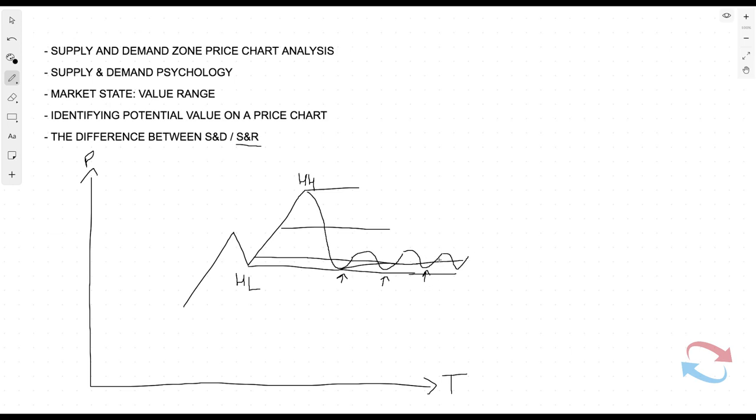So I hope this has helped you understand supply and demand a bit more. When you're looking at a price chart, just try to apply certain principles. Try to look at where potential value is. And even if you get a higher high, higher low around a market high, and then you get a little move like that, what you've got to look for is really the overall swing.